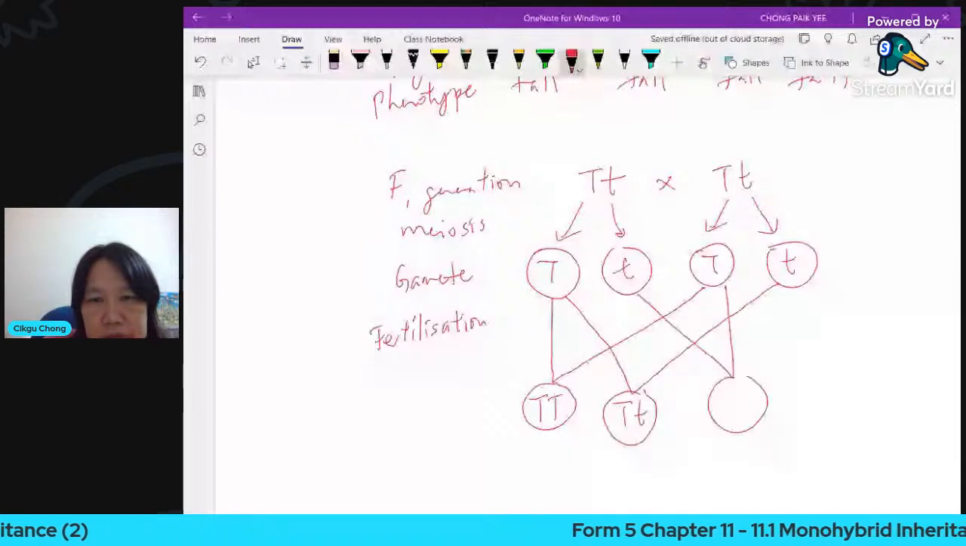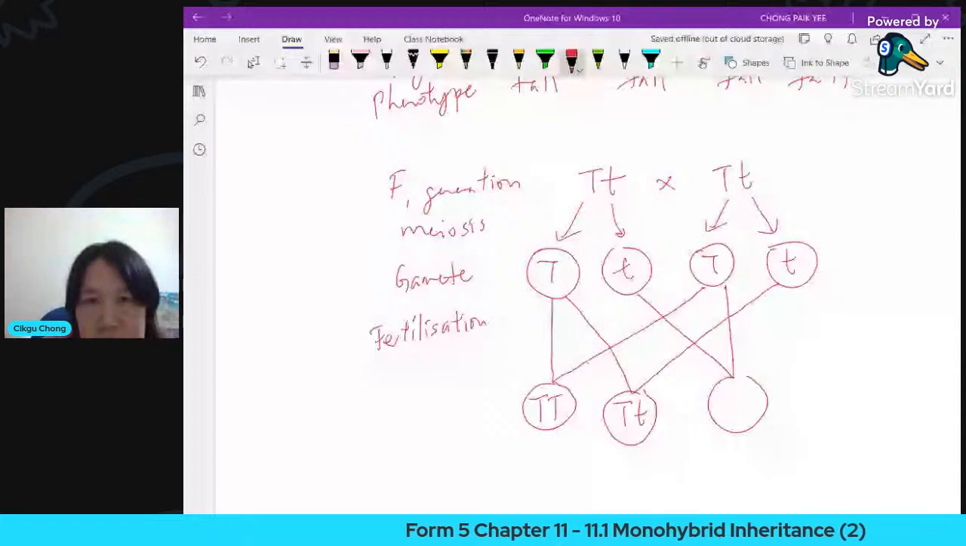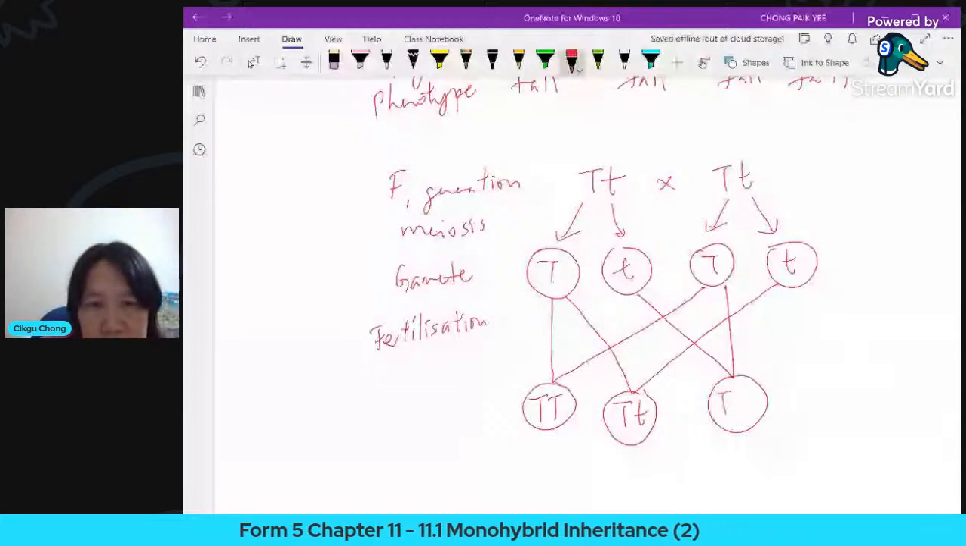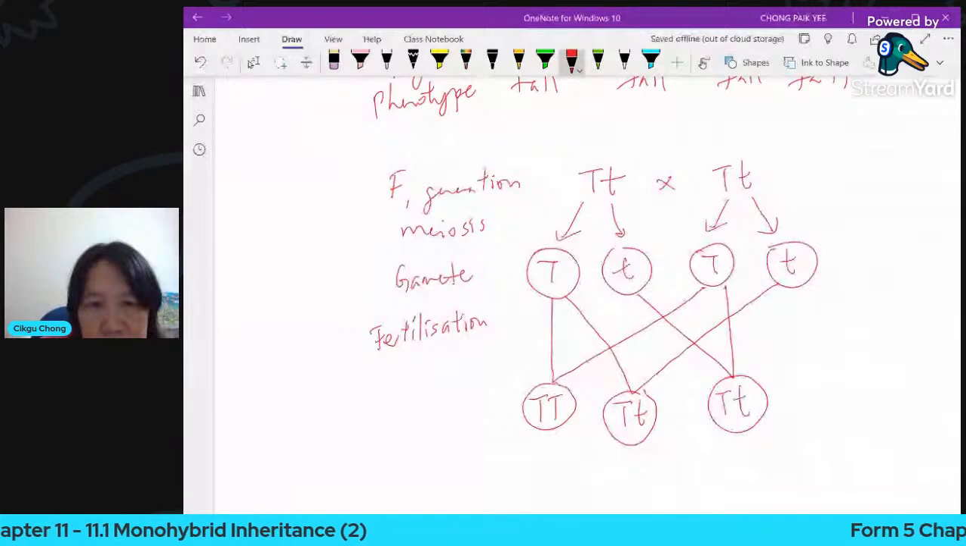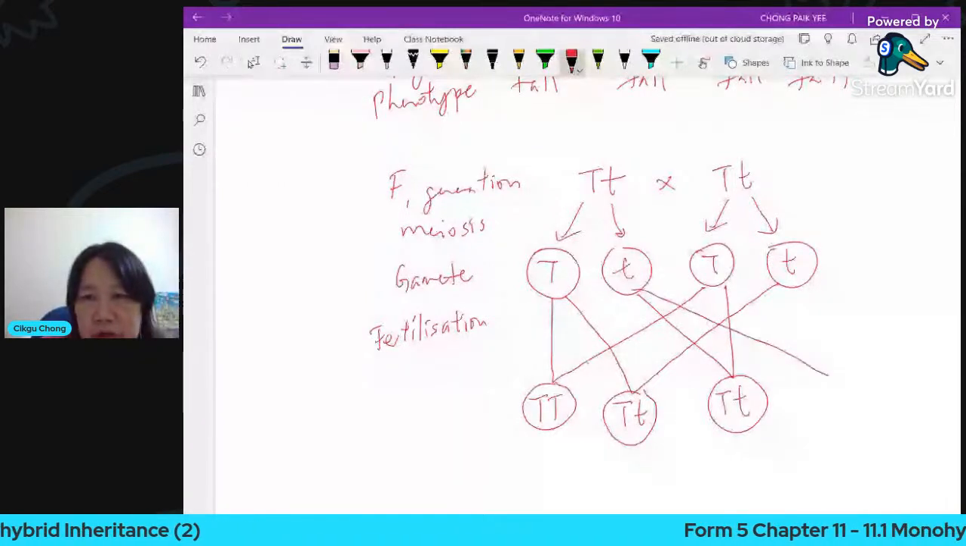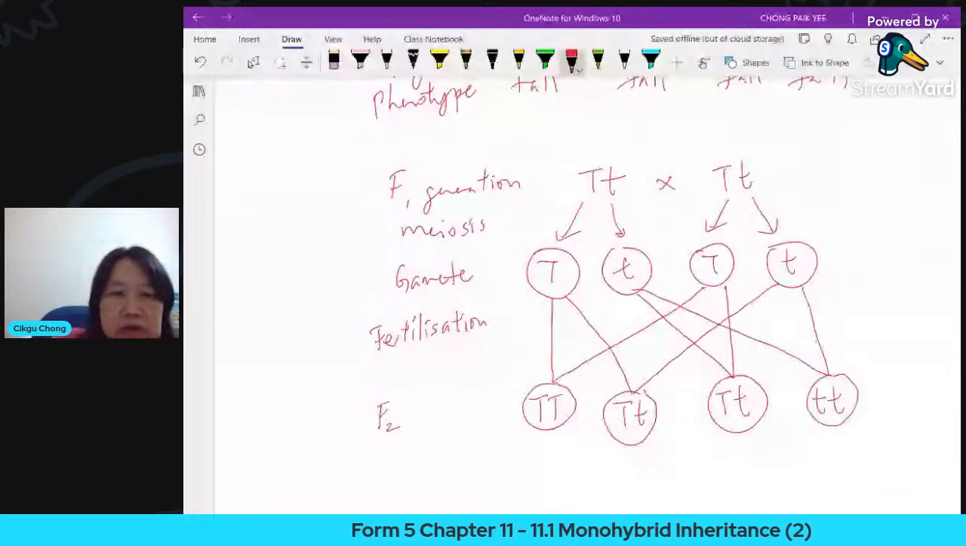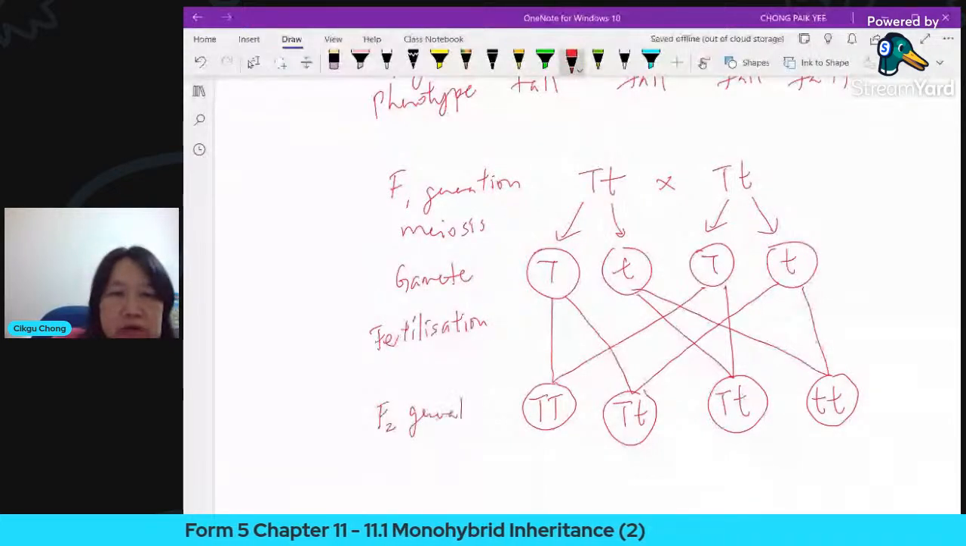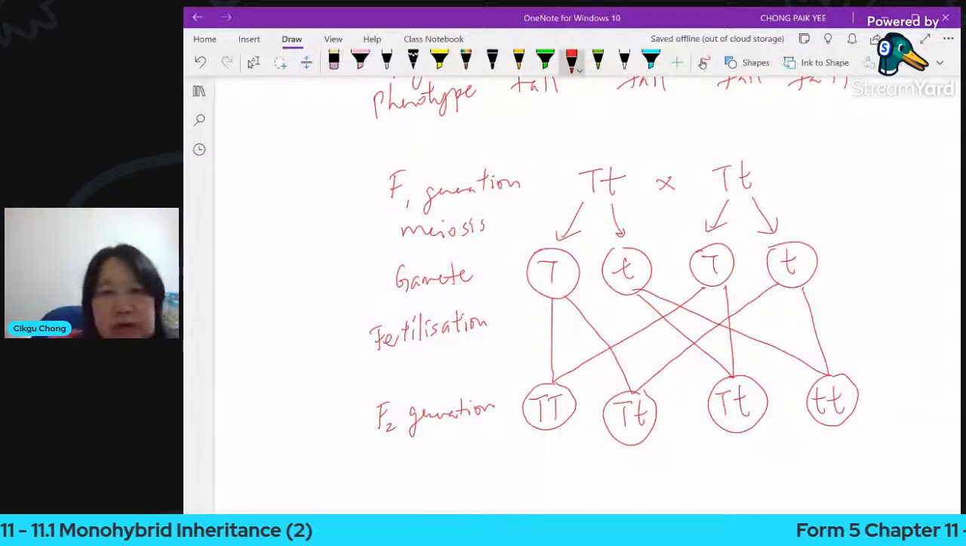Sorry. What did I get? Capital T, small t. Capital T and small t. And 2, 4. Small t, small t. So here, write down F2 generation. Follow up, and then you can write your phenotype here.